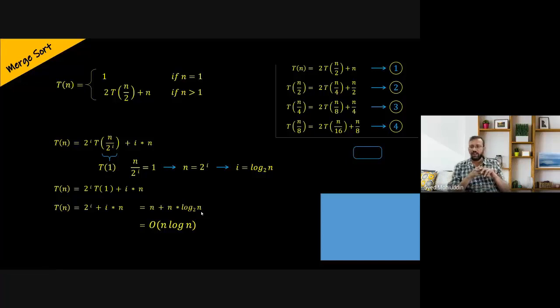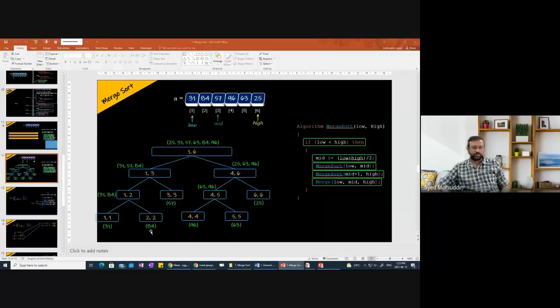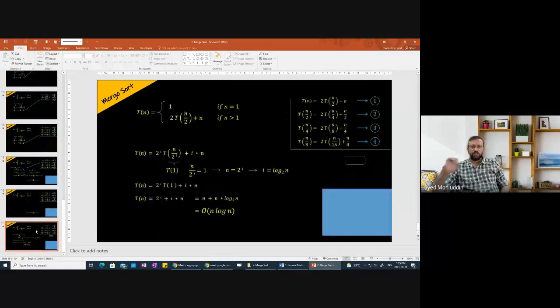asymptotically T of n, or the time complexity of merge sort, is equal to O of n log n, since n log n is the highest order term. So the time complexity is O of n log n for merge sort. So this is what it was all about merge sort. Remember, merge sort has the time complexity in the worst case as O of n log n.